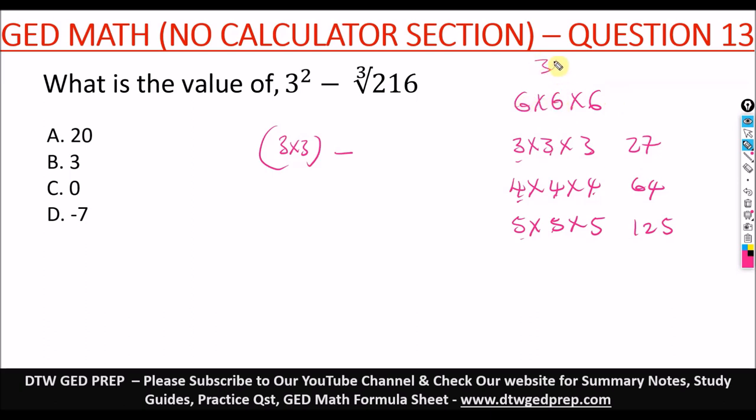6 times 6 is 36. Let's do 36 times 6. And 6 times 6, 36, carry 3. And 6 times 3, that will give us what? 18. And 18 plus 3 will give us 216. You see, the cube root of 216 is what? 6. Now, this is 3 times 3, which is what? 9. So we have 9 minus 6, which will give us what? 3. So our right answer here is option B.